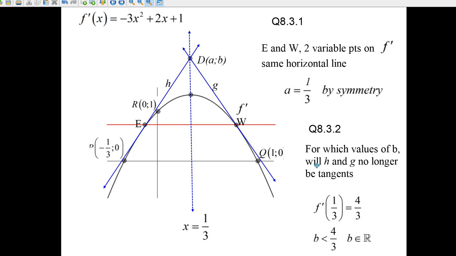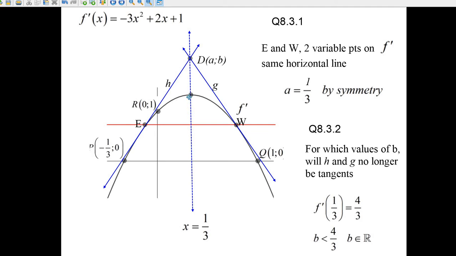For which values of B will H and G no longer be tangents? Well, I could move it down here, and these two tangents would still cross each other. And matter of fact, I could move it way, way, way down, and there'd still be some kind of tangent that would be way, way up here. If I went x is 100 on this side, and then I went that far over on the other side, I could go as far up as I want. But if I came down here and I stopped right there, H and G would become the same. And that would be the last point. They'd be tangents. If I drop below this point here, they're no longer tangent lines.